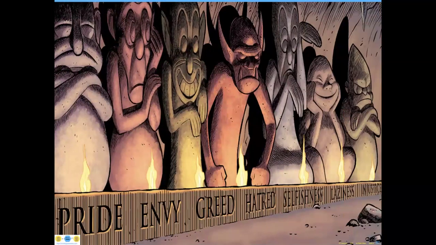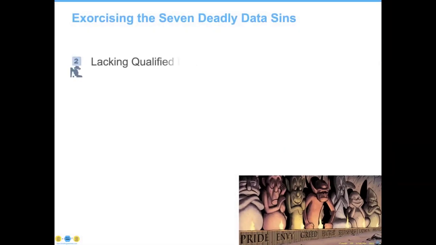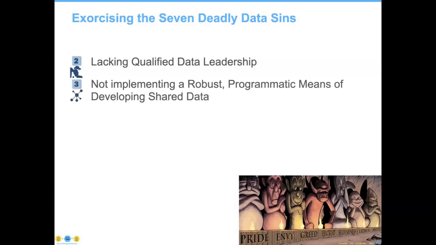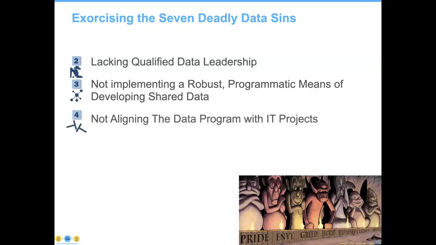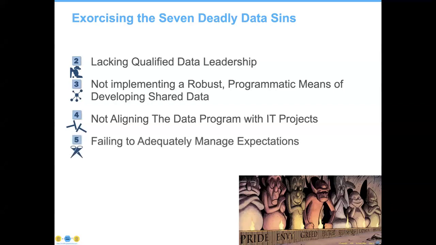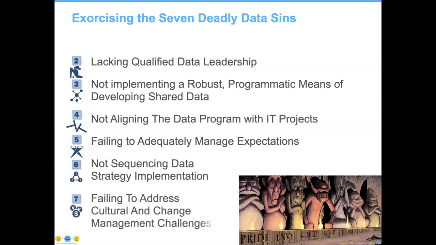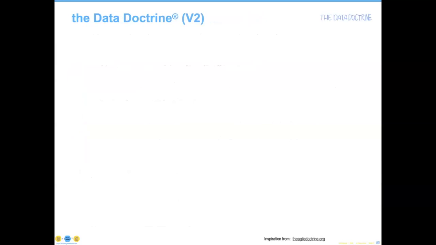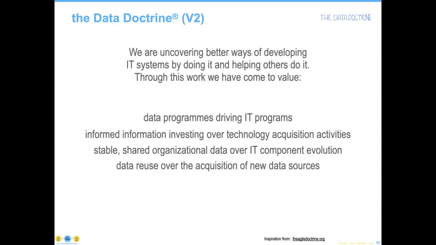Finally, there's the 7 deadly data sins that you need to eliminate. Again, I mentioned the case study on them earlier. They are, you don't have the qualified data leadership, you don't have a robust programmatic means of sharing data. You don't have your data program aligned with your IT projects. You are not managing expectations. You're not sequencing data strategy implementation. You're failing to address culture and data management, change management organizations, and you're not understanding what it means to be data centric. So I'm going to give you a quick lesson in that number 1 category. The others are a different talk.